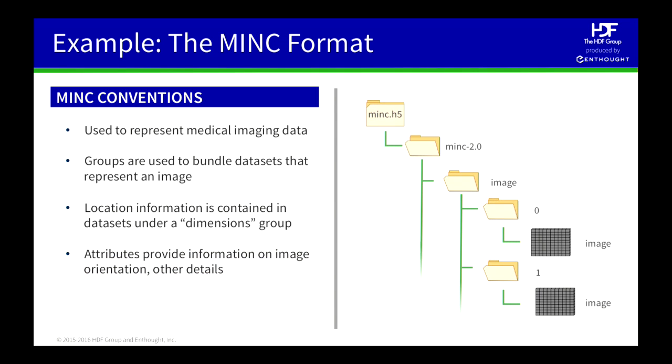Another example is the MINC format. Like BAG, the MINC format is a series of conventions on top of HDF5. It's used to represent medical imaging data. In MINC, groups are used extensively to bundle datasets that represent an image. Likewise, information on location required to make sense of the image is stored as a series of datasets under a dimensions group. And attributes attached to both the groups and the datasets provide essential information on the orientation of the image, how it was acquired, and other details.